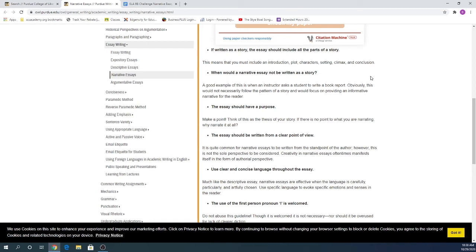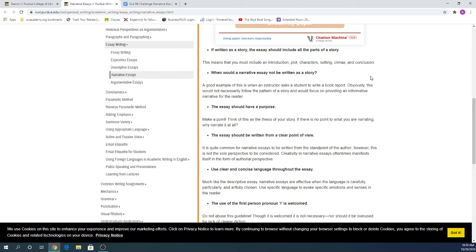So the essay should have a purpose. We're going to make a point. Think of this as the thesis of your story. If there's no point to what you are narrating, why narrate it at all? Exactly. No one wants to hear a boring story. There should be a lesson. The essay should be written from a clear point of view. So it's quite common for narrative essays to be written from the standpoint of the author. However, this is not the only perspective to be considered. Creativity in narrative essays oftentimes manifests itself in the form of authorial perspective. This means that you could write from an all-knowing source, like God is telling the story about you, or you could write it from the first person, which means you would say, I did this, I did that.